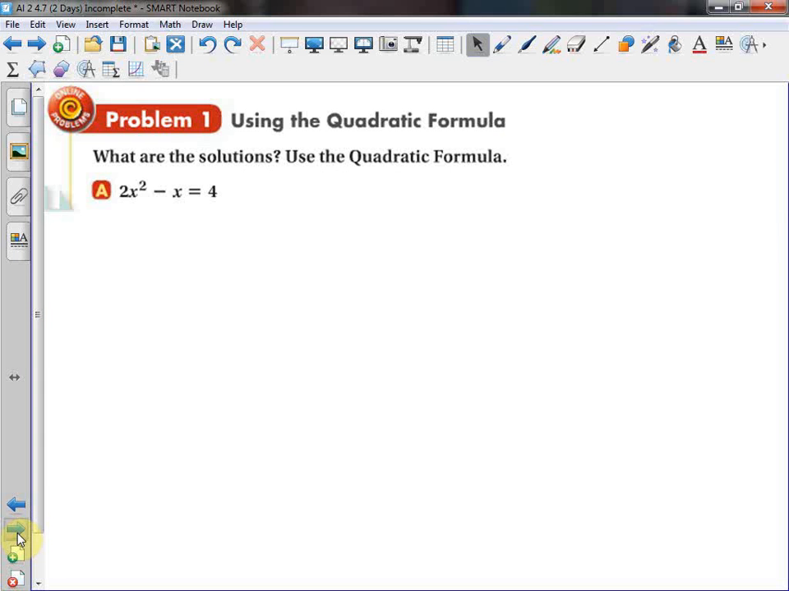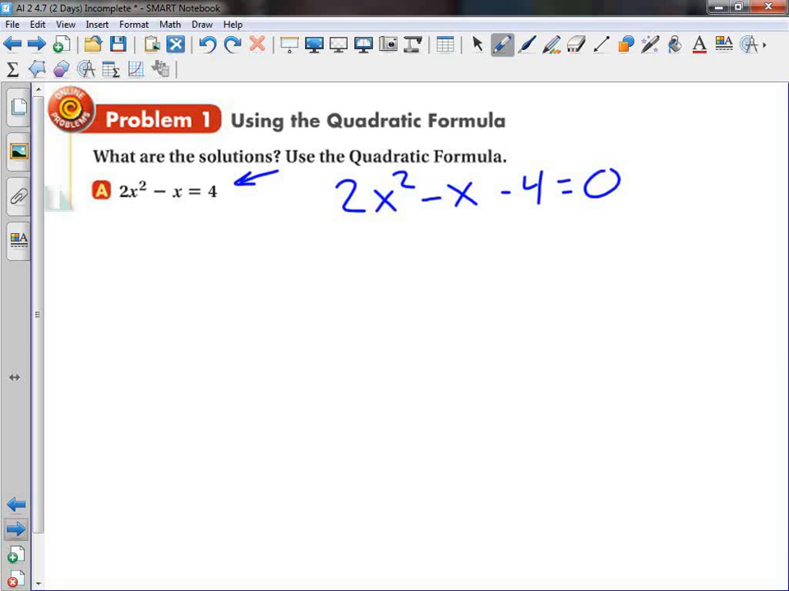So, a problem like this, we have 2x squared minus x equals 4, and we want to use the quadratic formula. Well, the first thing we need to do is put it in standard form, which means we need to have 0 on the outside. We currently have 4. We can get 0 by subtracting 4 from both sides. 2x squared minus x minus 4 equals 0. Now we're in standard form.